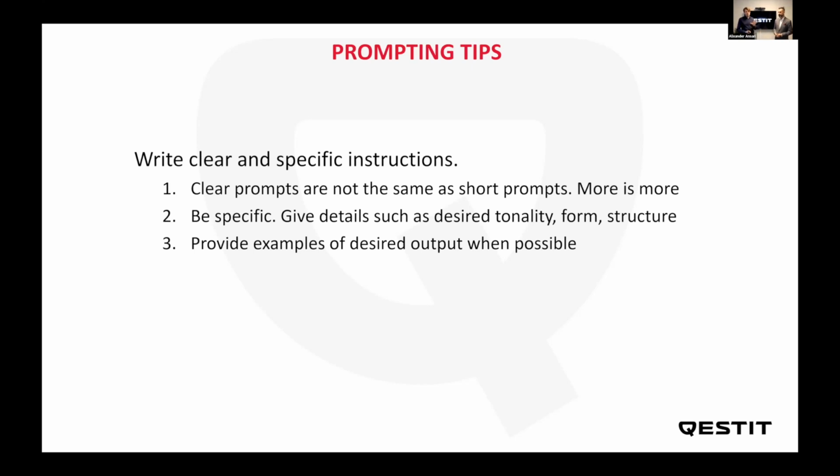So when we write these prompts, we should write clear and specific instructions. If we can give the model a lot of information about what we want to accomplish, then the model can give us better answers. So more is more. And you still need to be specific, and you can give examples about tonality and form and structure. Providing examples is also a good way of getting your message through to the model of how you want the answer to look.